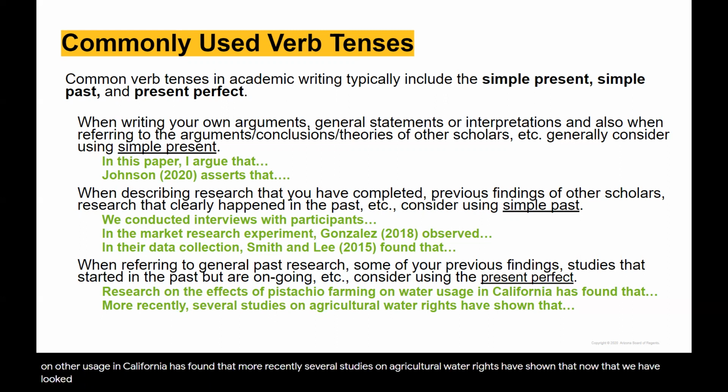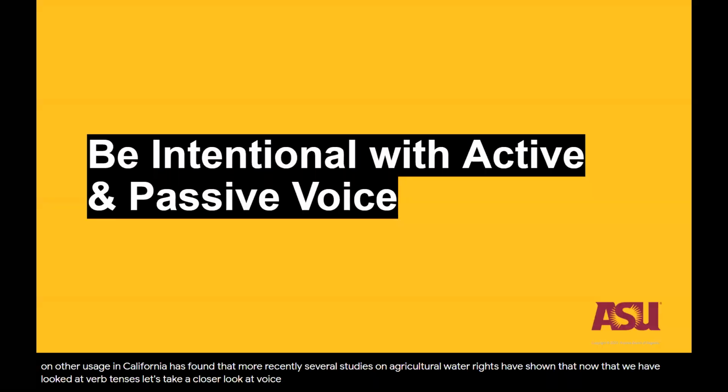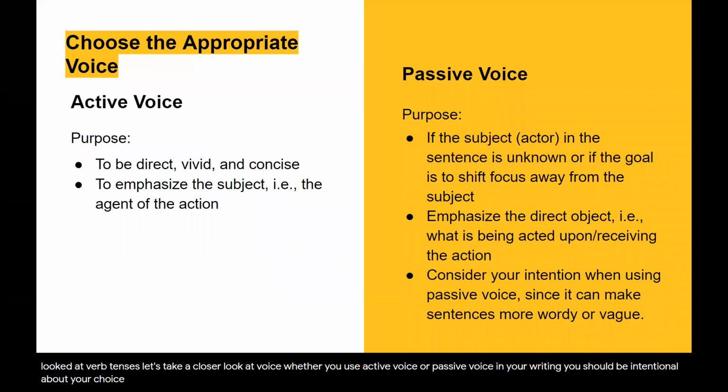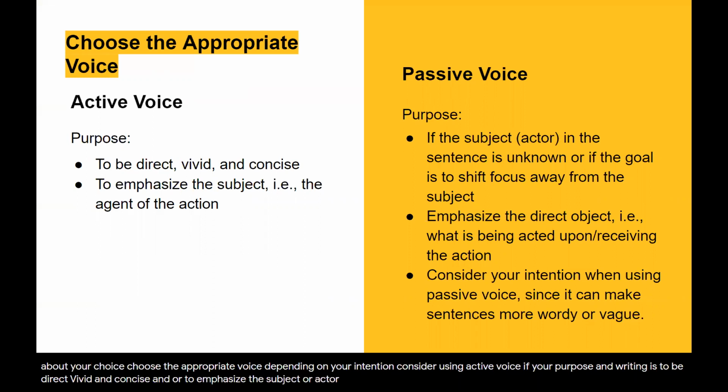Now that we have looked at verb tenses, let's take a closer look at voice. Whether you use active voice or passive voice in your writing, you should be intentional about your choice. Choose the appropriate voice depending on your intention. Consider using active voice if your purpose in writing is to be direct, vivid, and concise, and/or to emphasize the subject or actor of the sentence, i.e. the agent of the action, the main verb.